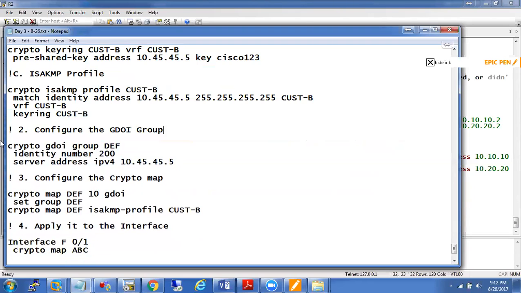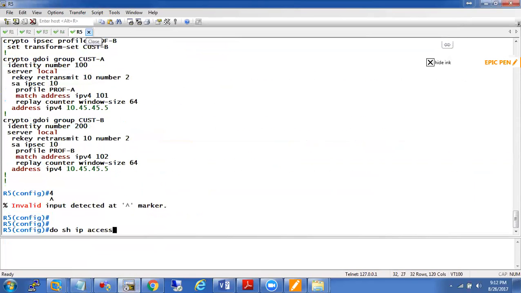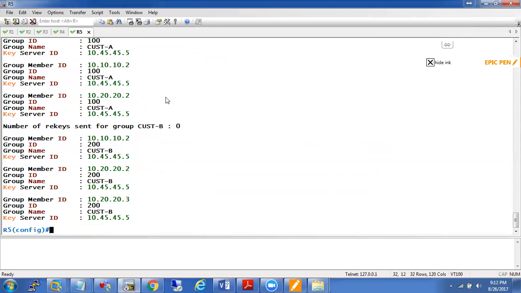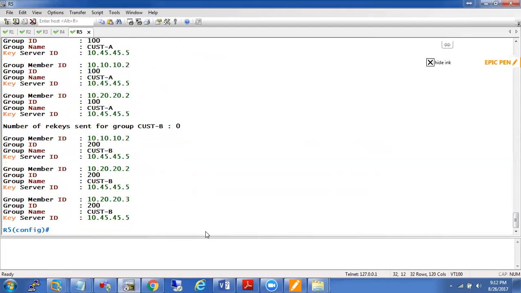It had to be DEF because my 100 was ABC. DEF is 200. Now if I go back over here onto R5 and take a look at my registrations, do show crypto GDOI KS members. There you go. I have for customer 8, 10.1, 10.2. This was the wrong registration that I had. Otherwise, I would not have that. Okay. Eventually, it'll go away.